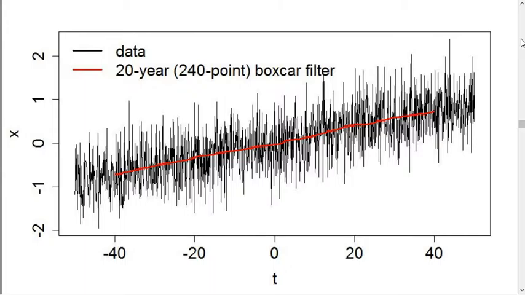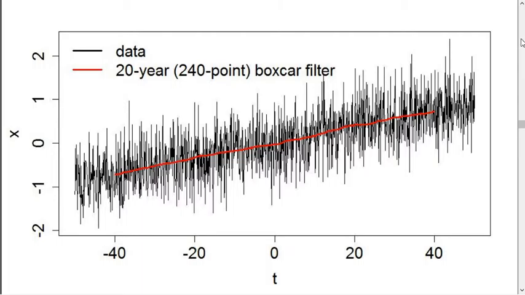I will remind you that if there were genuine signal here that operated on a fast timescale, say an annual cycle, well, a 20-year boxcar filter is going to smooth out that annual signal. So filters, the longer their timescale, the more they tend to eradicate signal that is of a fast timescale. In this case, that's not going on, so the filter is safe. It doesn't alter the signal at all, but it greatly reduces the noise.